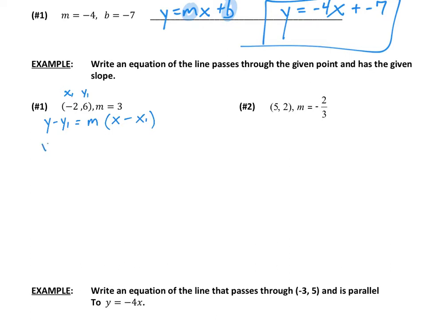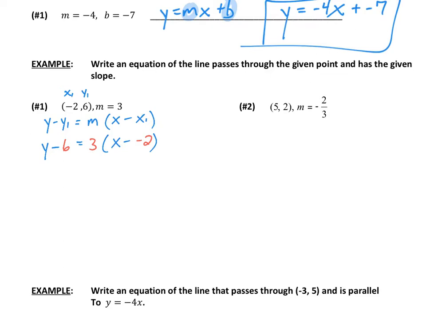So we're going to plug these in. So it ended up being y minus 6 equals 3 times x minus -2. So notice I put red where I plugged those numbers in. I plugged in y1, I plugged in x1, I plugged in m. Okay, and you'll notice that everything else stayed the same. Everything else is exactly the same. So now to get y by itself, we're going to put this in slope-intercept form.